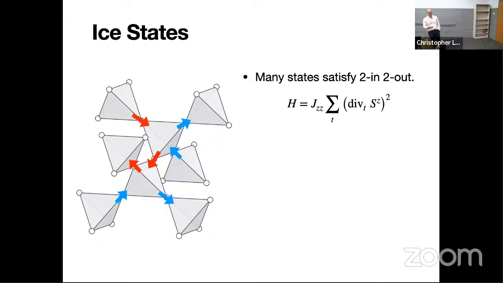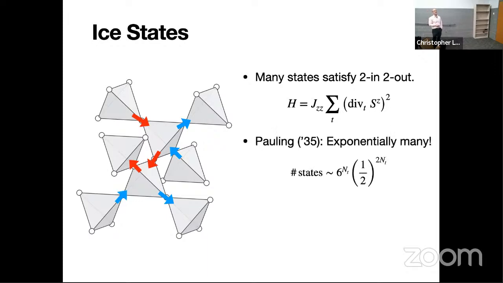nothing to do with water, is because this 2 in, 2 out rule is the same rule that Bernal and Fowler in 1933 pointed out governs how hydrogen bonding works in water ice. And 2 years after that, Linus Pauling estimated the number of ice states, that is, states that satisfy this 2 in, 2 out rule. And it's a very simple estimate, so I feel like it's worth taking you through it. It's pretty easy.